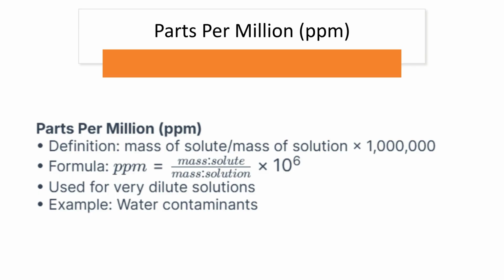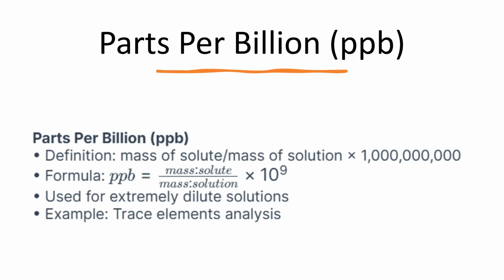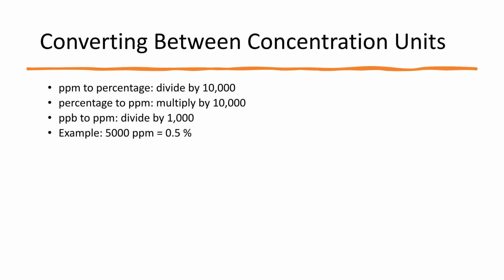Parts per million, or ppm, is a concentration unit used for very dilute solutions. It represents 1 part of solute per 1 million parts of solution. Parts per billion, or ppb, is an even smaller unit of concentration, representing 1 part of solute per 1 billion parts of solution. You can convert between concentration units.